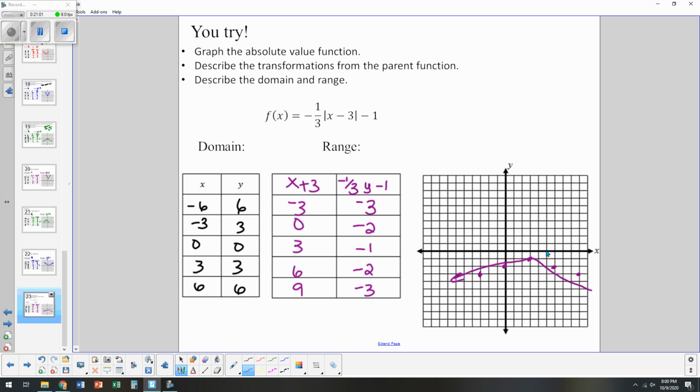Ooh, wow, that was bad, guys. All right, domain was all real. Range was y is less than or equal to -1. All right, and that is graphing transformations and absolute value functions.